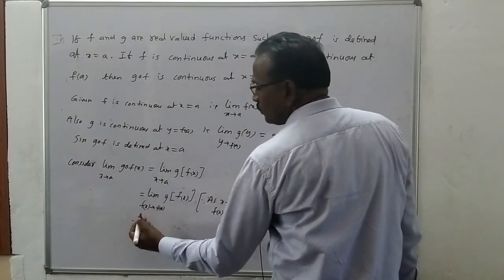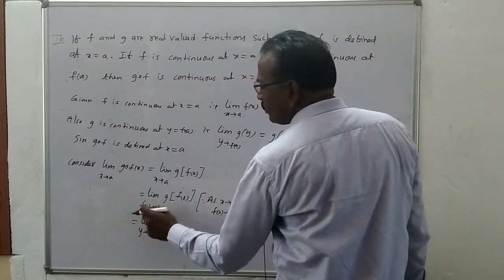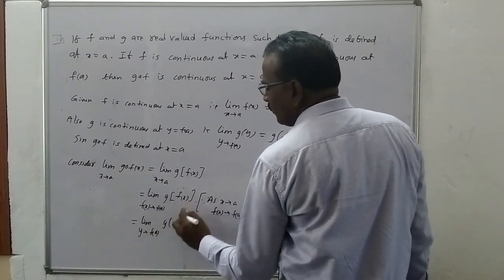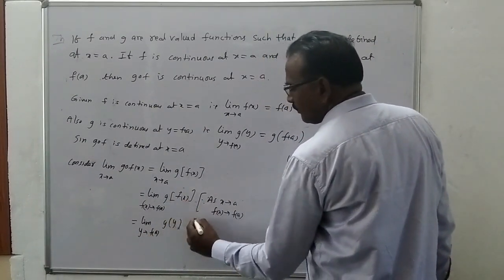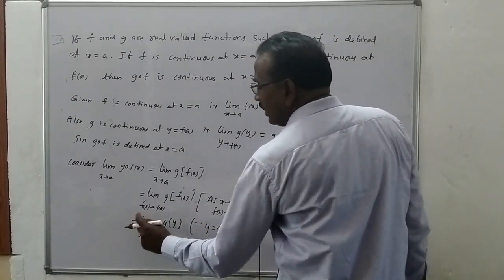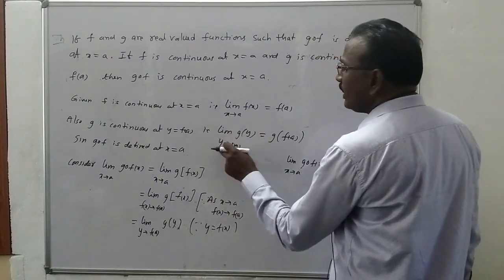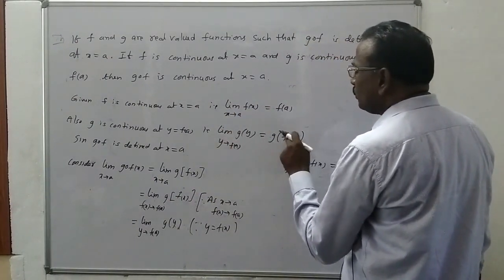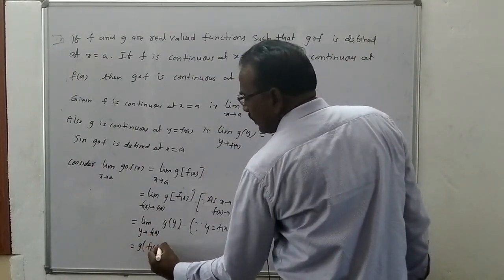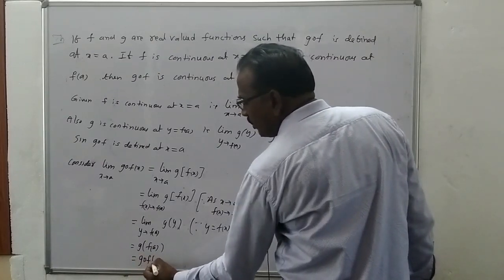Now f of x is equal to y, so as x tends to a, y tends to f of a. g of f of x is equal to g of y, since y is equal to f of x. So this is the limit of g of y as y tends to f of a, which is equal to g of f of a. By definition of composite functions, this is (g circle f) of a.